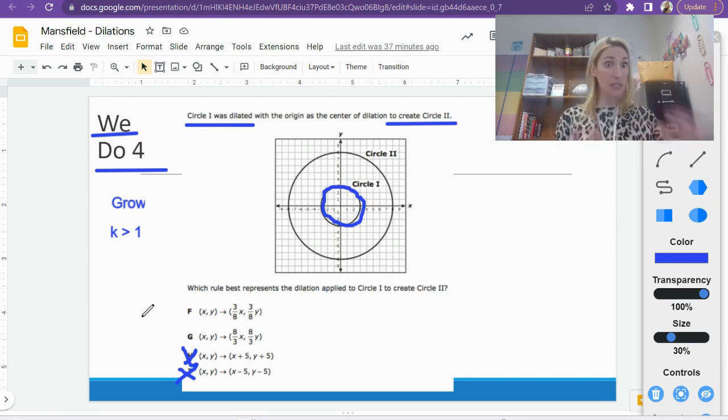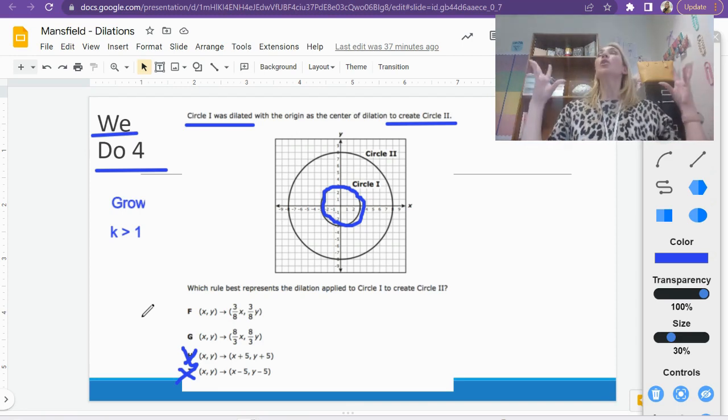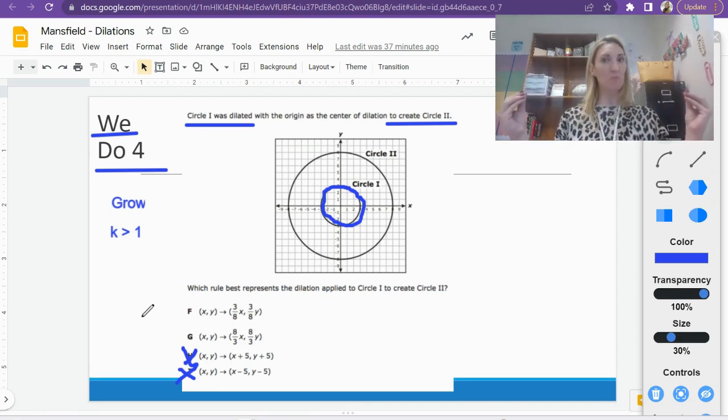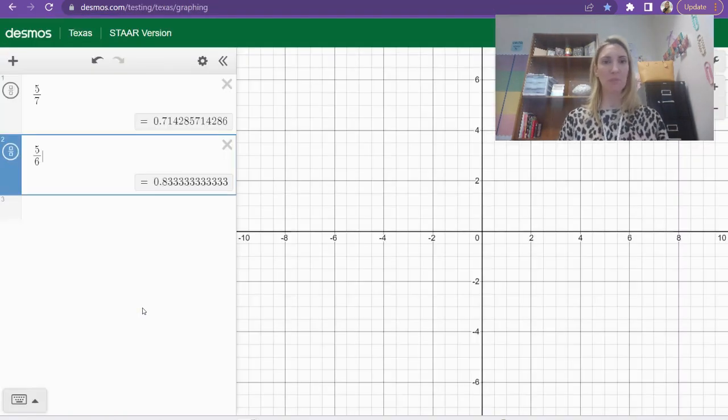Now, I realize that it's growing, so my scale factor has to be more than 1. Which one of those, F or G, has the number multiplying the x and the y that is bigger than 1? If you cannot look at the fraction and recognize it like that, it's okay. Take a deep breath. Where can you go? What can help you? Desmos can. Here we go. 3 over 8, 8 over 3, right? Which one is bigger than 1? That's what I'm looking for.